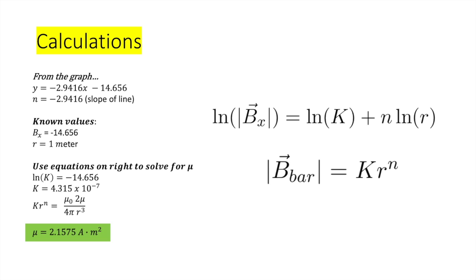To solve for the magnetic moment, I first solved for k using the second equation shown on the right, then plugged in all of my values into the bottom equation on the left. From here, I found my magnetic moment to be 2.1575 ampere meters squared.